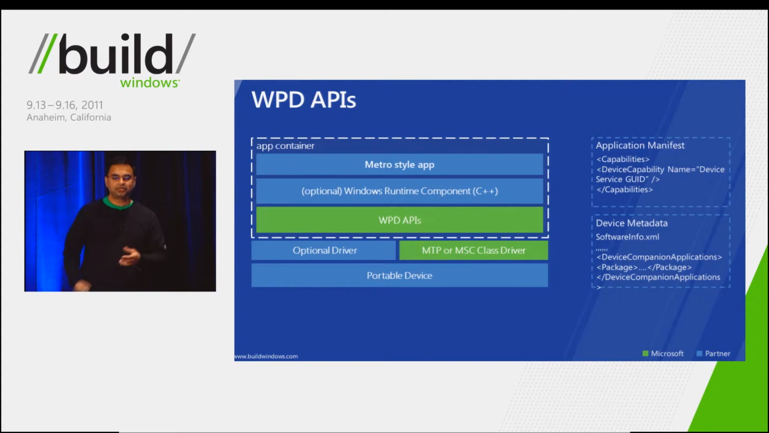And the way you typically express a custom functionality in a WPD device is through a device service. And each device service is defined by a device service GUID. And the WPD stack automatically maps them into device interfaces. And so in the application manifest, the capability is the device service GUID.